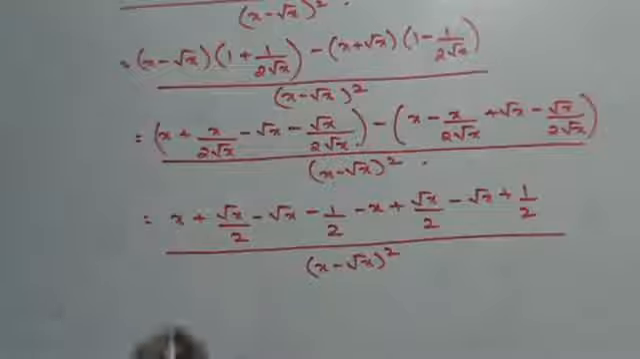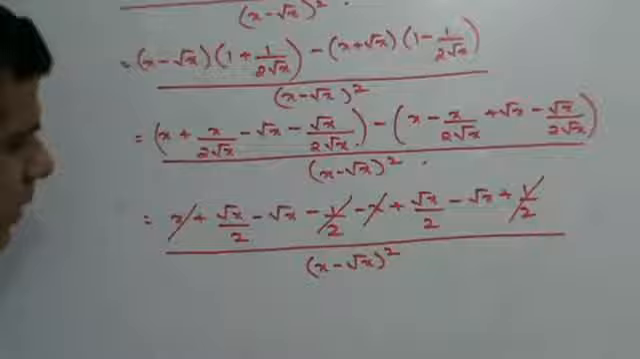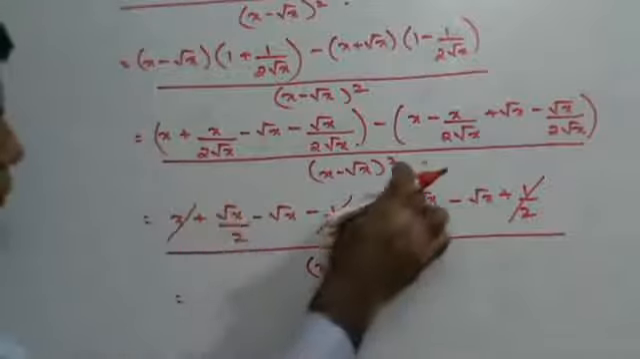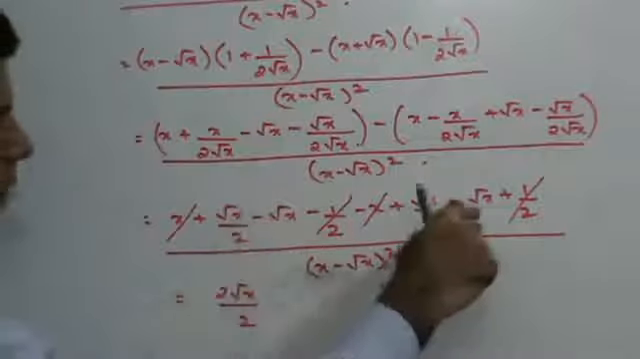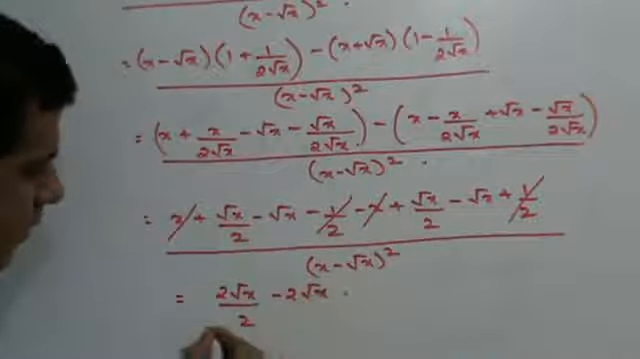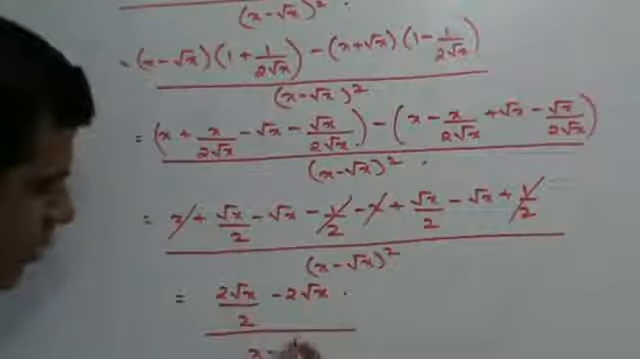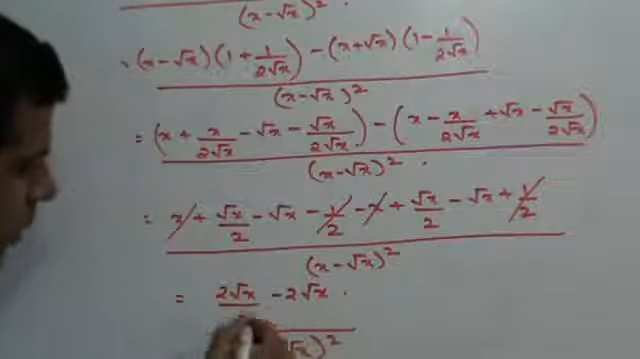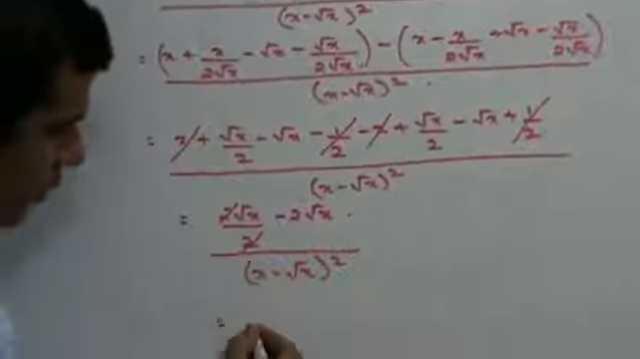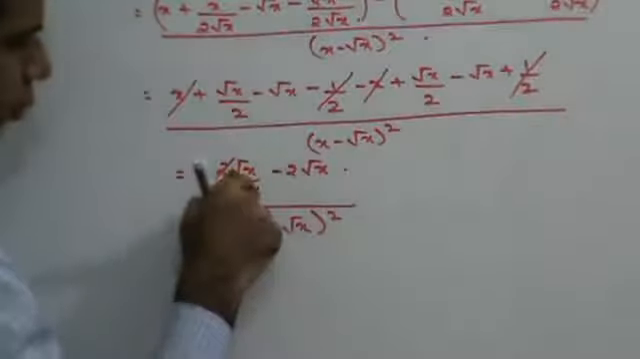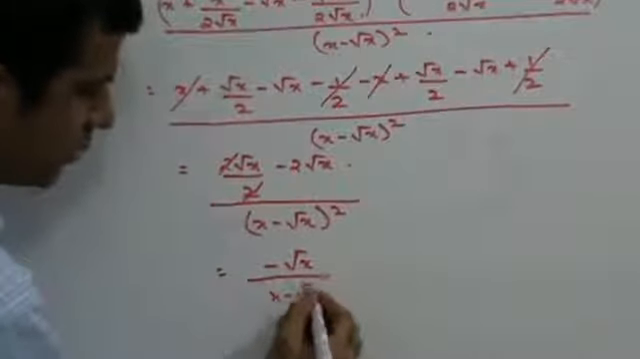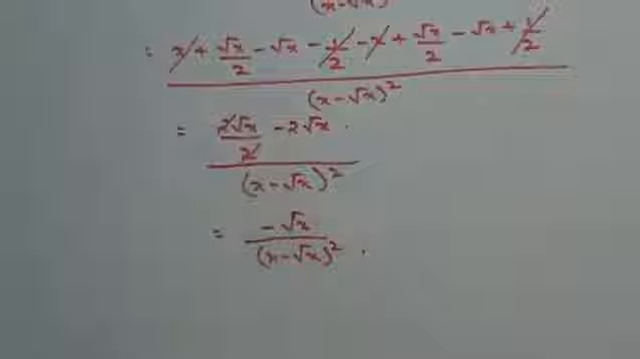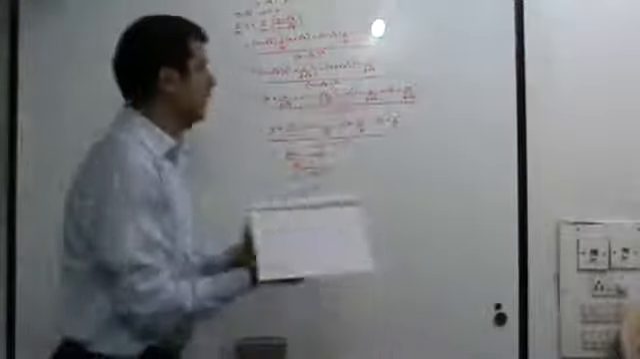Now let's see what all cancels. Plus x minus x gets cancelled, minus 1 by 2 plus 1 by 2 gets cancelled. Root x by 2 plus root x by 2 is 2 root x by 2, minus root x minus 2 root x, upon x minus root x the whole square. 2 and 2 get cancelled. You could take root x minus 2 root x, which is minus root x upon x minus root x the whole square. That's your answer. Right? Let's move on to the next sum, people.